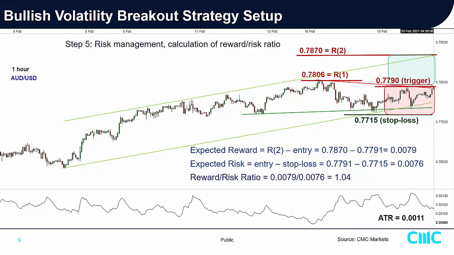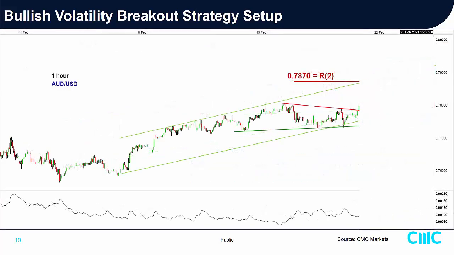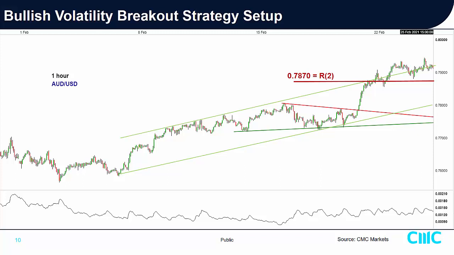So anything slightly above 1, since this is a short-term trade, I will say it's a decent reward risk ratio. A reward risk ratio that is not acceptable will definitely be less than 1. That means I'm taking on more risk than reward if I get stopped out. All right, so now let's take a look at what happened next. In the end, it actually managed to hit the R2 and it continued to drift up much further. All right, on this bullish volatility breakout strategy setup on the Aussie dollar.